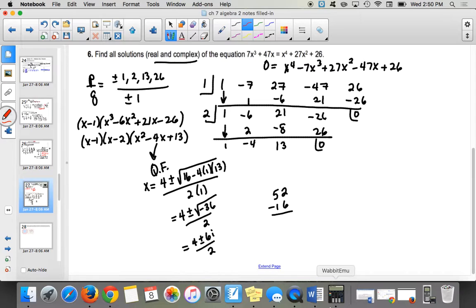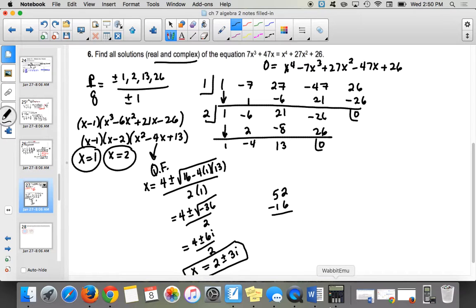Just in time for Valentine's Day, our little heart, meaning that the 2 goes into both 4 and 6. So we're going to have 2 plus or minus 3i. So those are two of our solutions. And we also have 1, and we also have 2. Do we have the total number of solutions? Yep, because our degree was 4. Is this making sense? Do you guys understand?